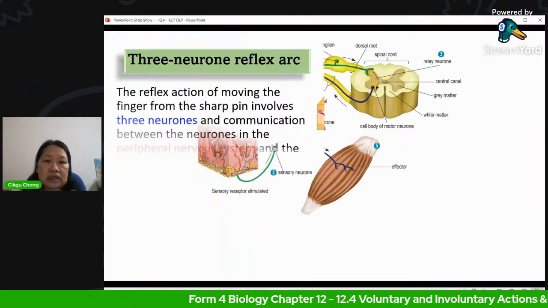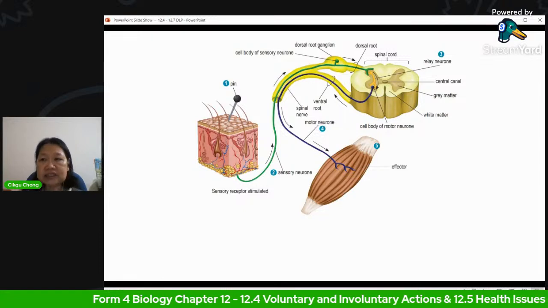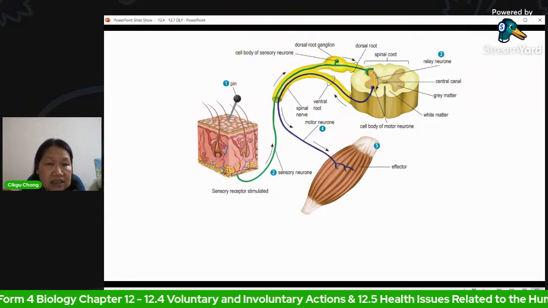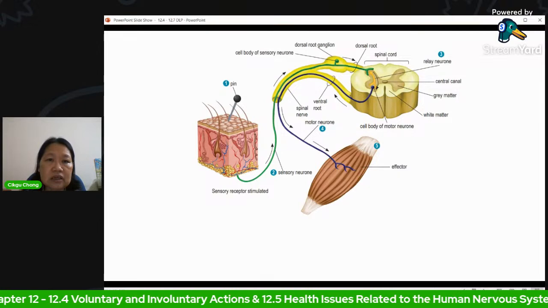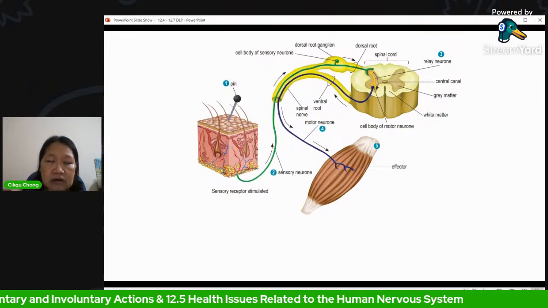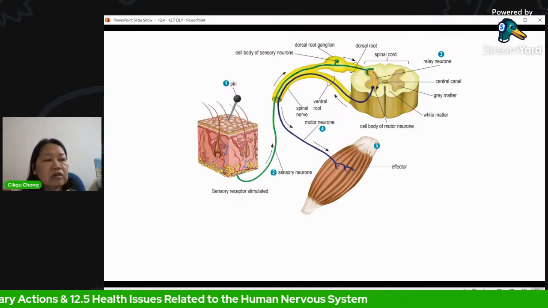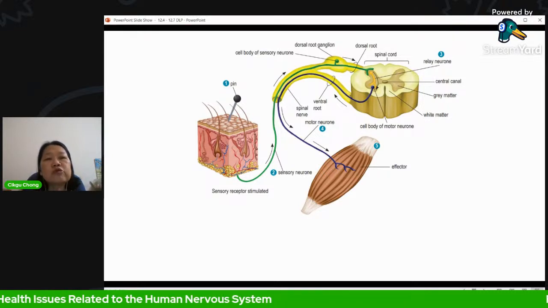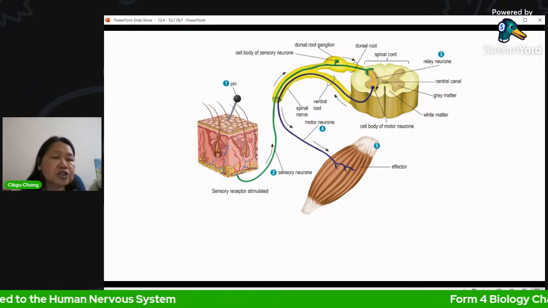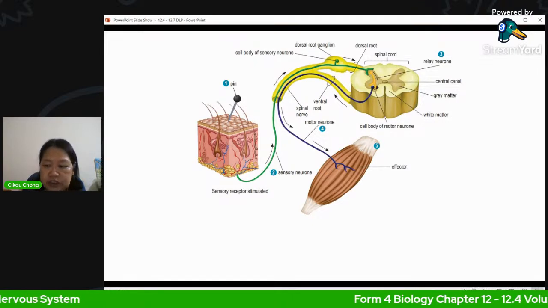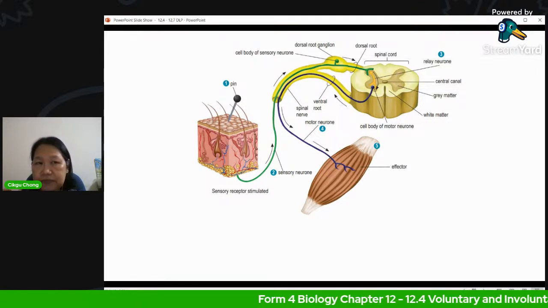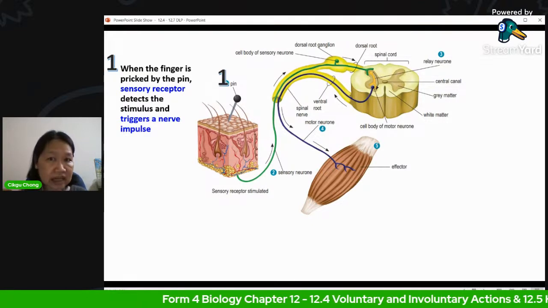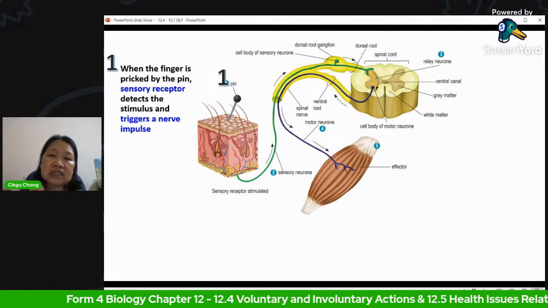Now, how to explain? This is one of the questions that they may ask: explain the entire pathway. Explain how this person is able to move his finger after accidentally touching something hot. That is the question, so you need to know how to explain this. Now look at it properly. What to say? You start with the stimulus.